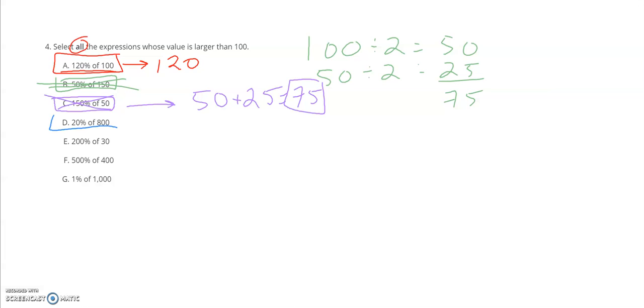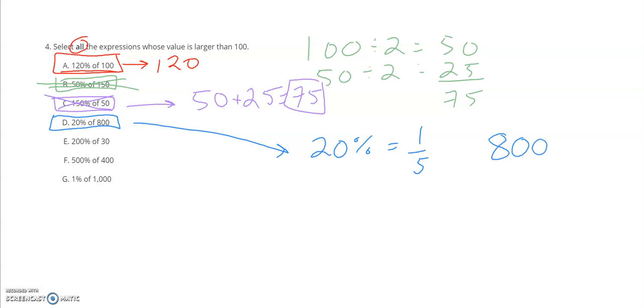20% of 800. I know that 20% is the same thing as 1/5. And if I want to find 1/5 of 800, I do 800 divided by 5 to get 1/5. 5 goes into 8 one time. 5 times 1 is 5. I subtract, get 3. Bring down 0.